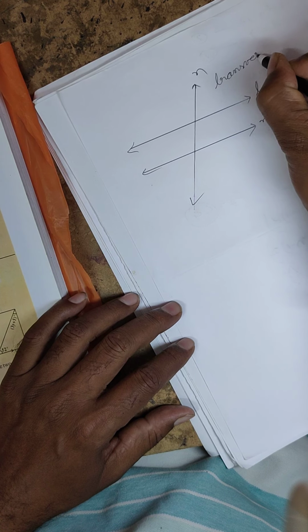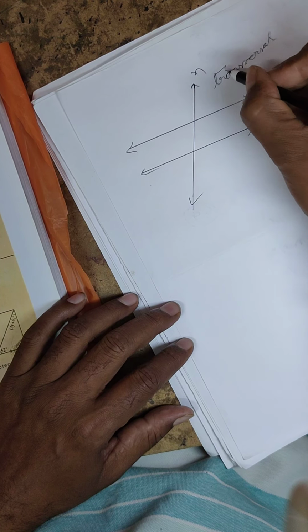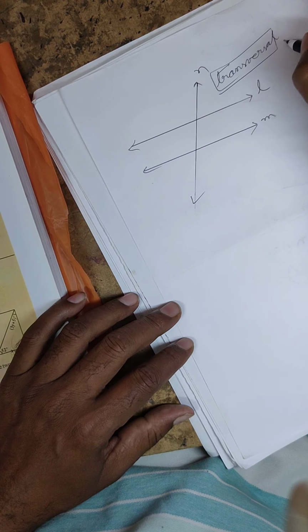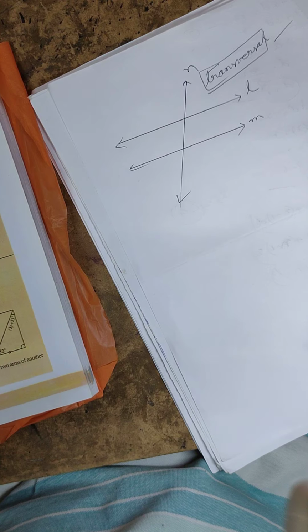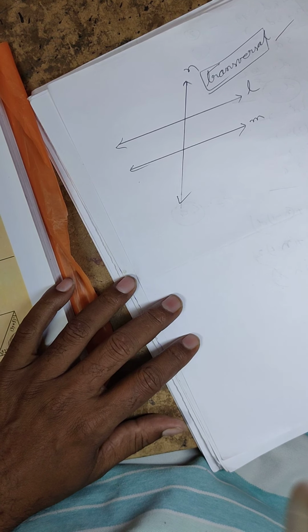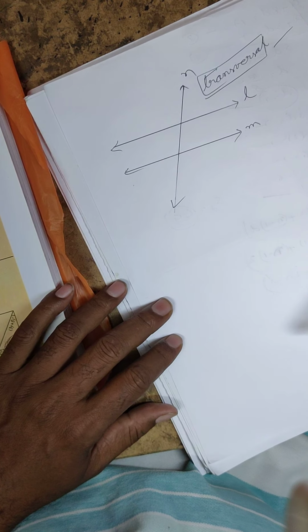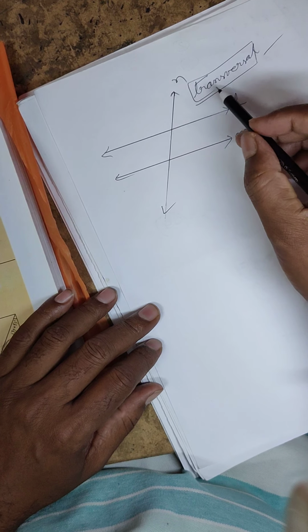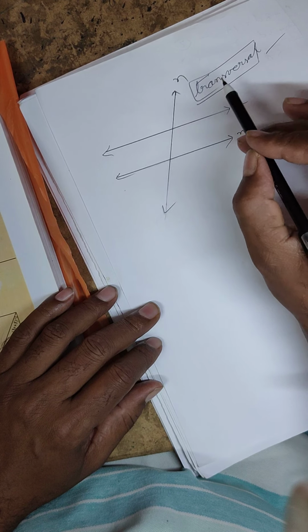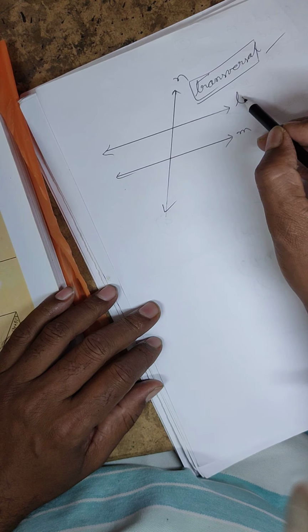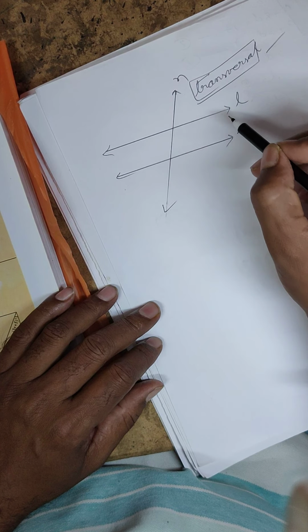So these all are mathematical terms. English teachers can't say what a transversal is, but it is a mathematical term. You have to understand what a transversal is. So L and M, if they are parallel, what happened?